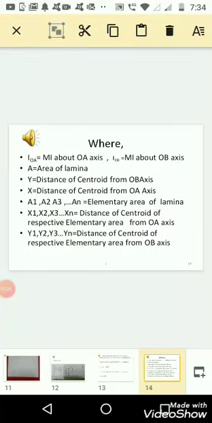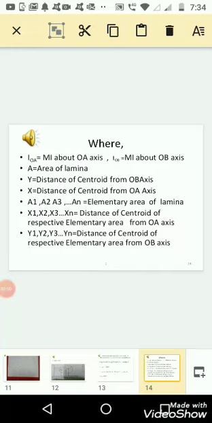Where IOA is moment of inertia about the OA axis, IOB is moment of inertia about the OB axis. Capital A is the area of the lamina, that is the irregular section which has been shown. Capital Y is the distance of the centroid from the OB axis, X is the distance of the centroid from the OA axis.